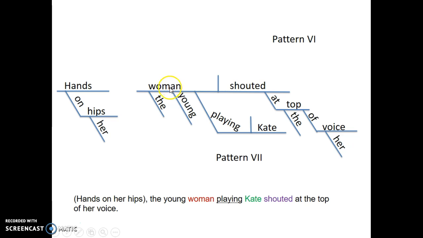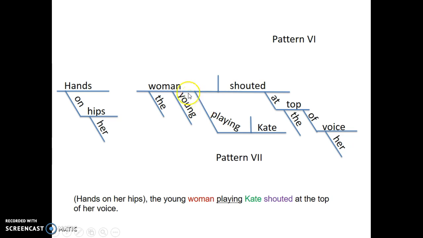Young women are modifying, young and the are modifying woman. Playing is a participle that again is modifying which woman we're talking about. So that's going to go on the diagonal below. Playing whom or what? She's playing Kate. So that does have the direct object that goes on that main line following the vertical line dividing. And then how is she shouting? At the top of her voice are the two prepositional phrases that follow there.